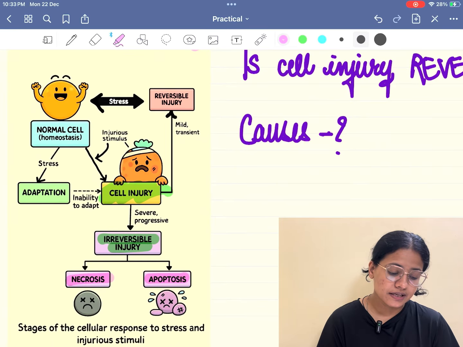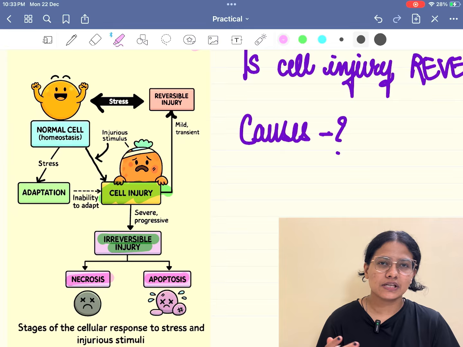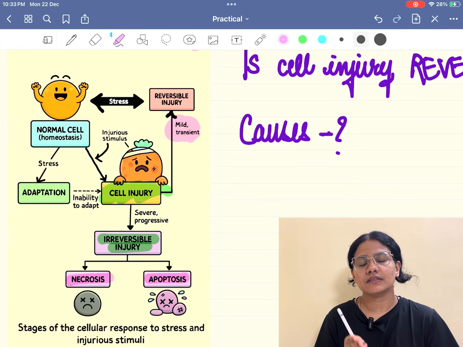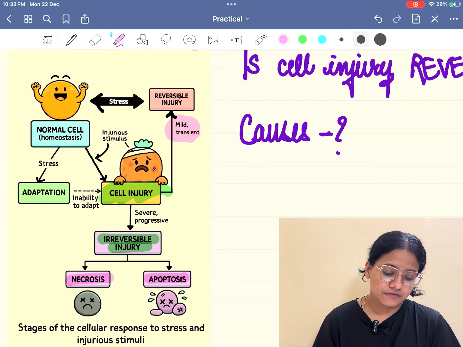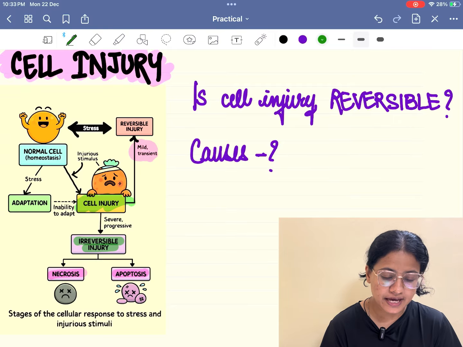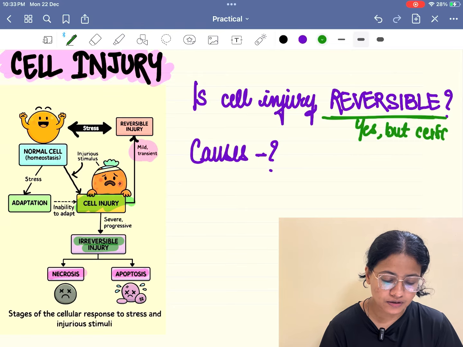But when does a cell go to reversible cell injury? When the injury is only mild or transient. थोड़े दिनों के बाद अगर stress चला जाएगा तो you can always get back, the cell can always get back to its normal function. Okay. So what is the answer to our first question? Is cell injury reversible? Yes, but only up to a certain point.